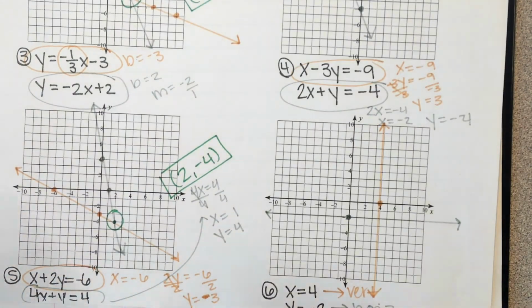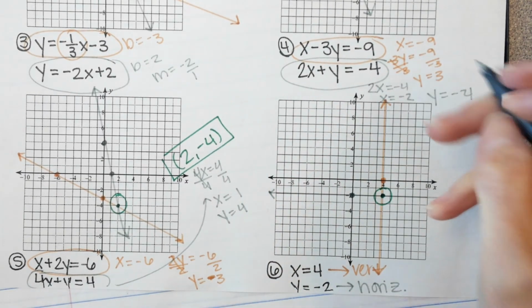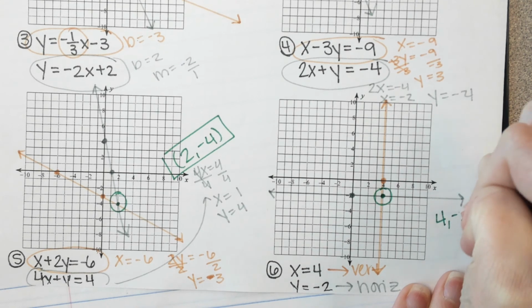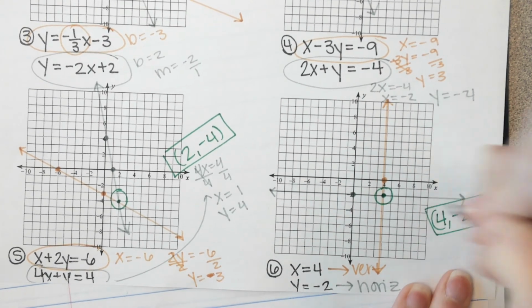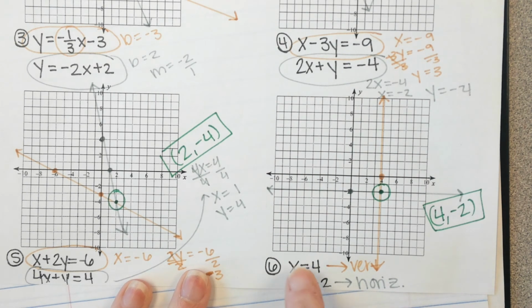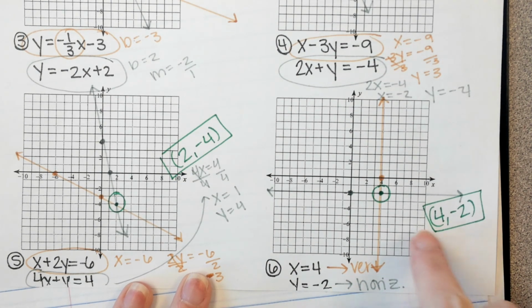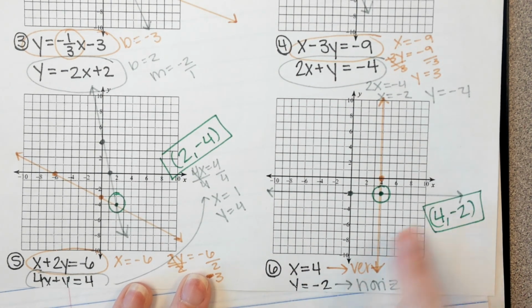And where do those lines intersect? At this point. So 4, -2. And what do you notice about the numbers you're given? You're given x equals 4 and y equals -2. So you're told what your x value is and what your y value is. So those go straight into your ordered pair. So x is 4, y is -2.